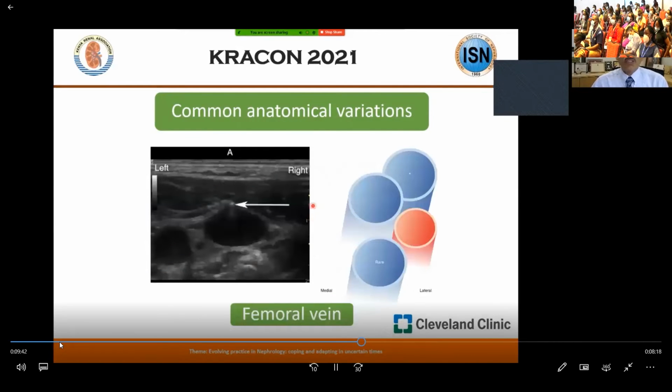The same is true with femoral veins. So here you can see the femoral vein and the femoral artery. And again, the vein is medial to the artery. Most of the time, it's fairly far away from the artery. So if you align your ultrasound probe, one can easily avoid the puncture of the femoral artery. Rarely the femoral vein is behind the femoral artery, and one may need a lateral approach to enter the femoral vein.